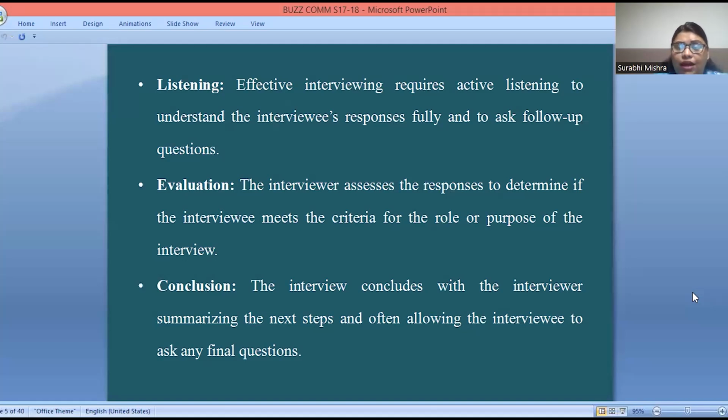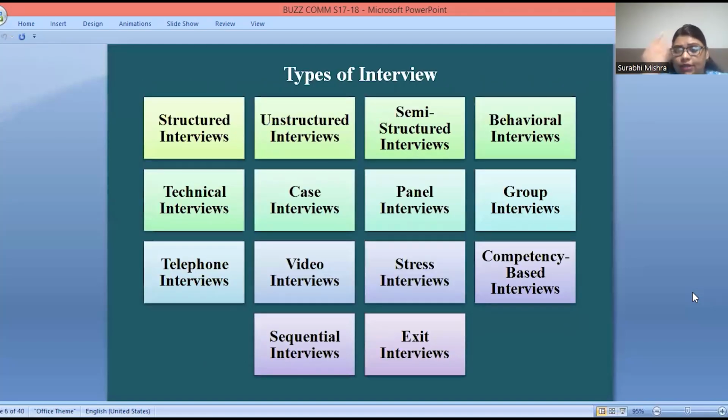Let's see what else we can study in this. So now we'll be studying the different types of interview. The different types of interview are structured interview, unstructured interview, semi-structured interviews, behavioral interviews, technical interviews, case interviews, panel interviews, group interviews, telephonic interviews, video conferencing interviews, stress interviews, competency-based interviews, sequential interviews, and the very mandatory exit interviews. So these are the different types of interviews. We will be discussing them one by one.